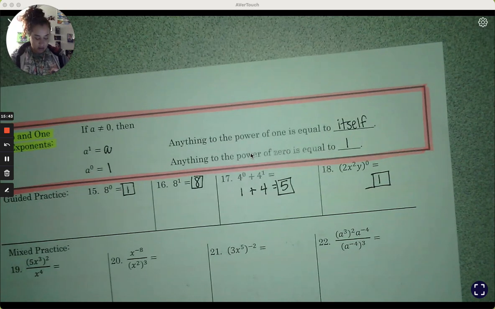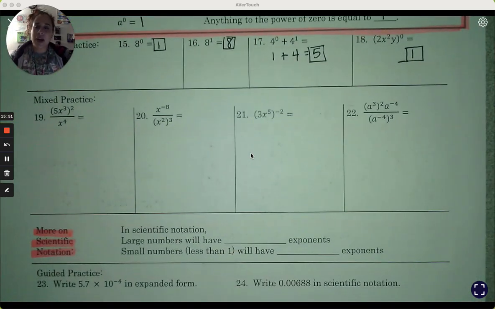Aww. I got a notification that my daughter just had blueberry muffins. Oh, that's so cute. All right. Mixed practice. Let's look at mixed practice. Oh, and she's working on science. Okay. All right, I'm done, I promise, kind of.